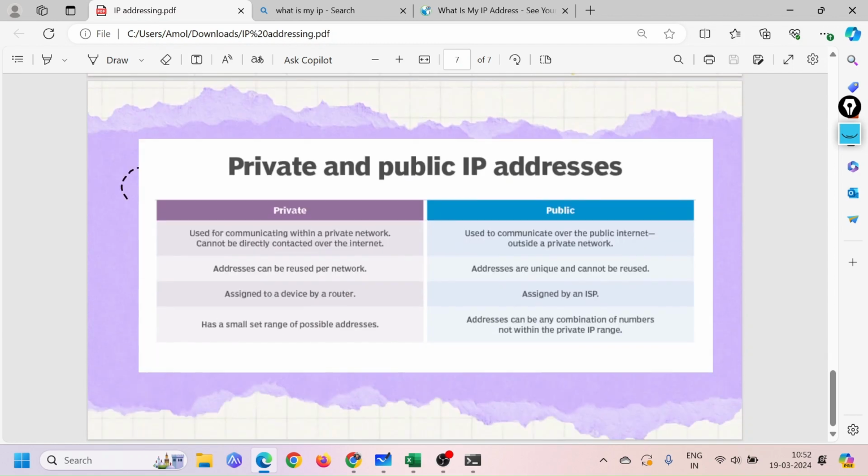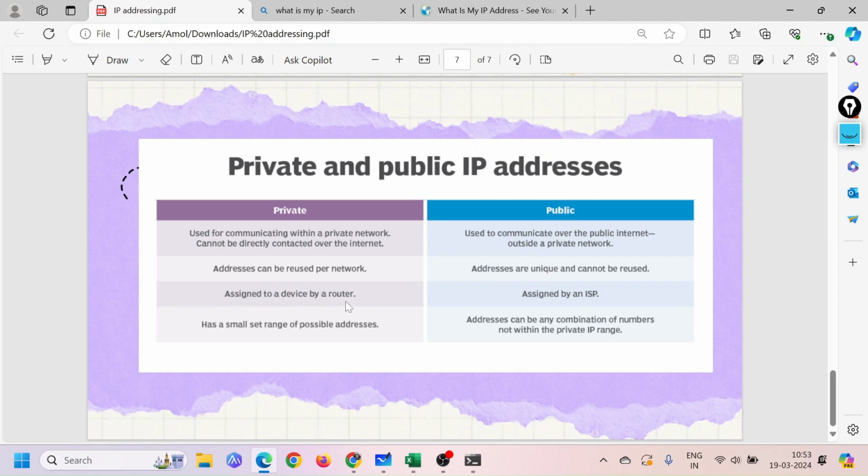Great. Now here is a summary table. Let's discuss private and public IP addresses very quickly. Private IPs we use for communicating within the private network, and they cannot be directly contacted over the internet. Public IP addresses are used to communicate over the public internet, and we can use them outside the private network. Addresses can be reused per network. Suppose this is my home and I'm using 192.168 or any of the IP range. Can I repeat it in my neighbor's home? Yes, I can. But this is not the same case with public IPs, because public IPs have to be unique and cannot be reused.